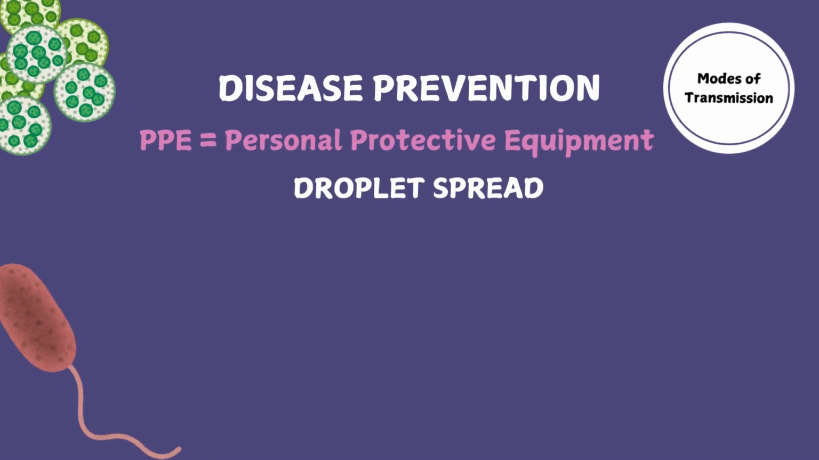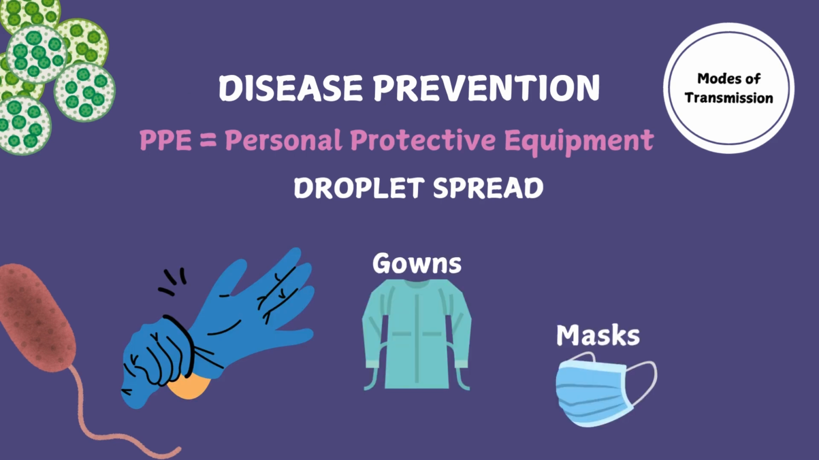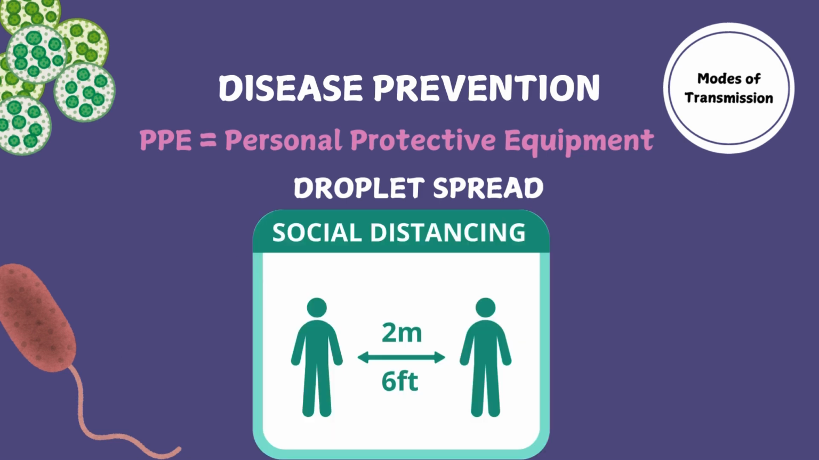For droplet spread diseases, you'll want to wear gloves, a gown, and a mask to prevent respiratory droplets from entering your airway. Goggles may also be useful to protect your eyes from exposure. It's also crucial to maintain physical distance from the patient whenever possible, and to ensure that both you and the patient are wearing masks to reduce the risk of transmission. These measures work together to create multiple barriers, minimizing the chances of the pathogen spreading.